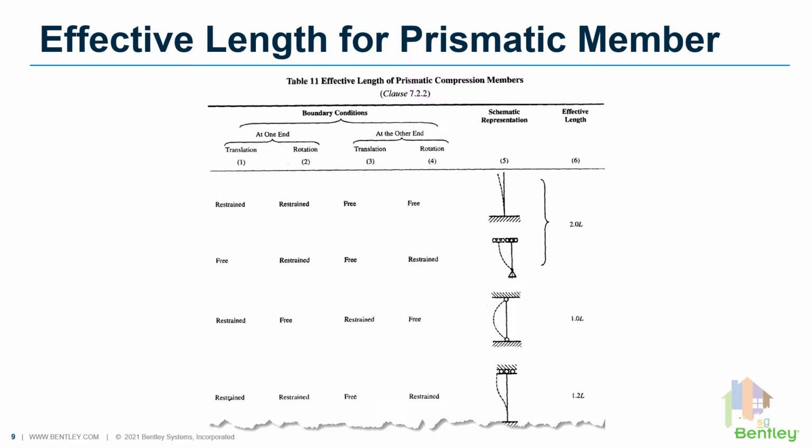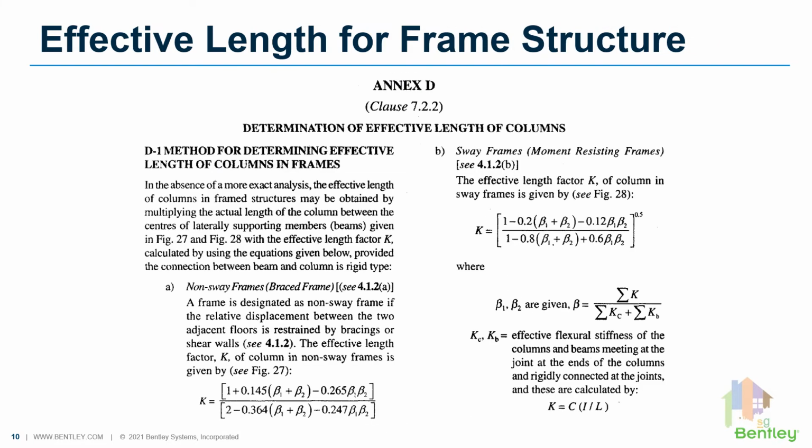Effective length is basically the member length between the inflection points. Deformed shape depends on the end support condition, whether the translational and rotational movements are allowed or not, and accordingly the effective length factors are calculated. For frame structure, a more advanced method of calculating the effective length factor is mentioned in Annex D1.